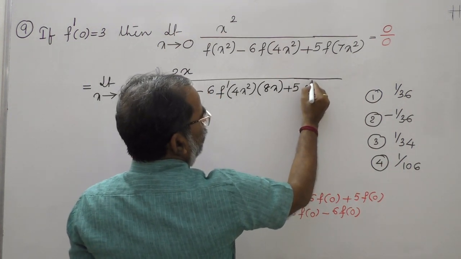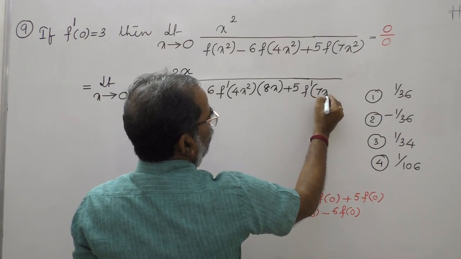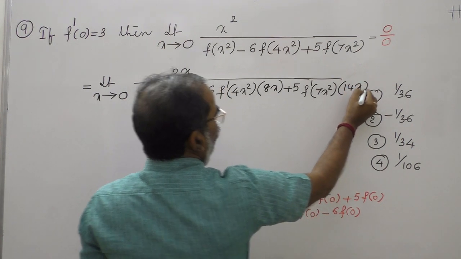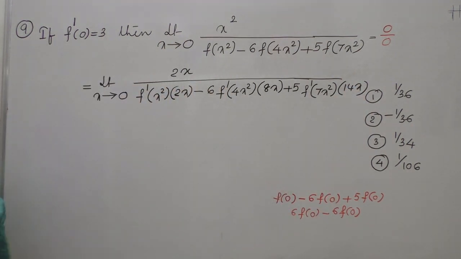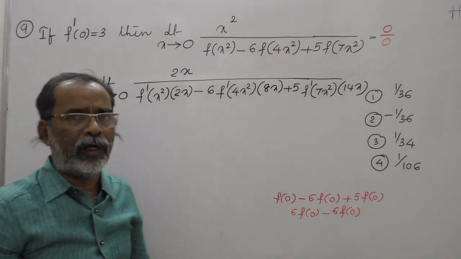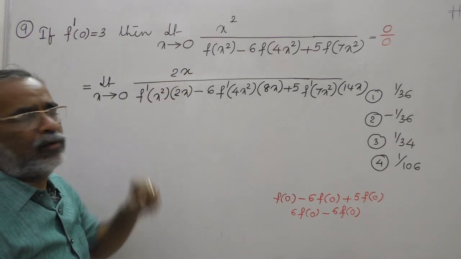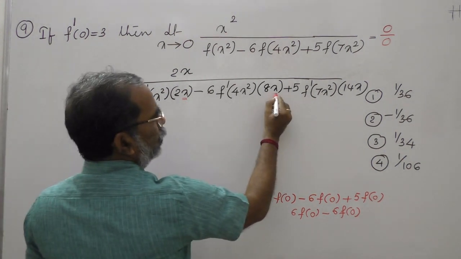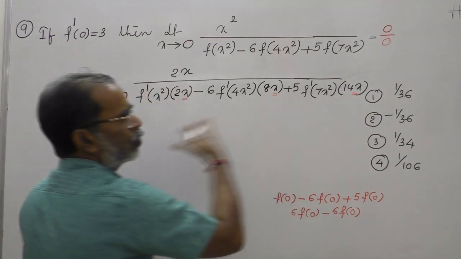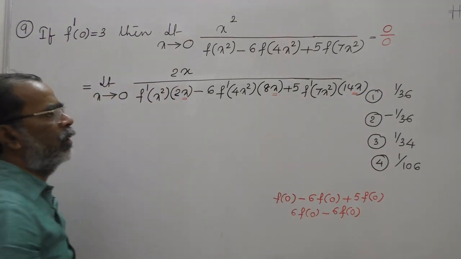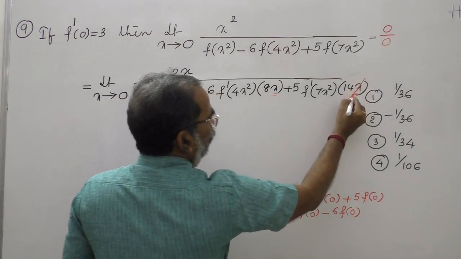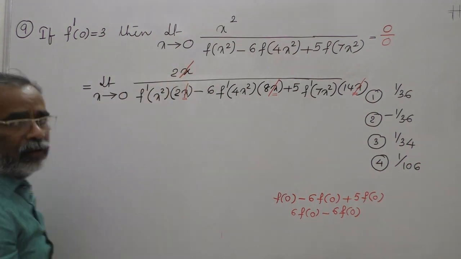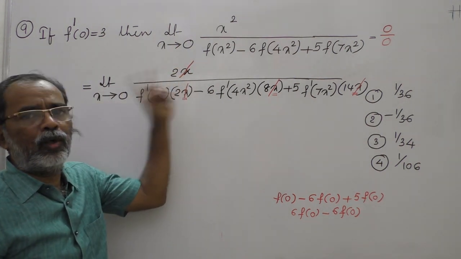function's derivative is f dash of 7x square. Again differentiating 7x square, I will get 14x. If you write the limit, still it is in the form 0 by 0, because x is there, 0 into something is 0. In the denominator also all the terms contain x, 0 into something is 0, so the denominator is also 0. What do I do? I will take x common in the denominator. After taking common, I can cancel this x and x in the numerator.